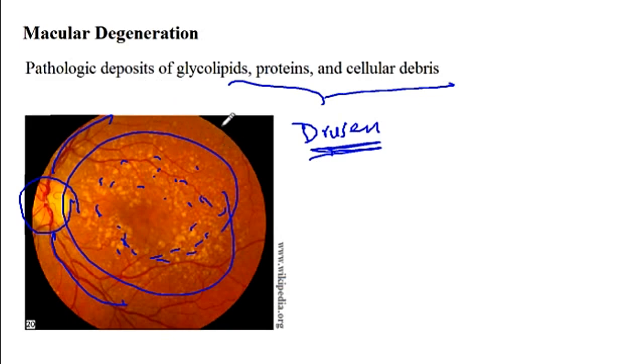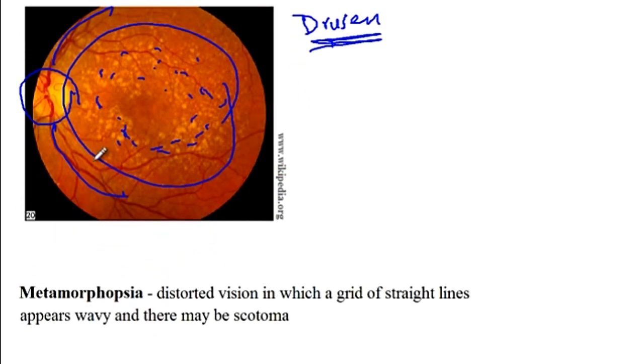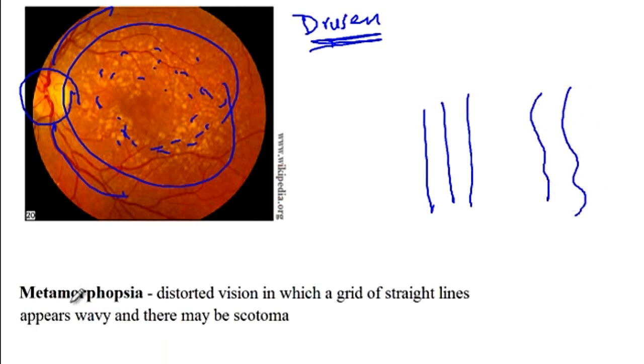For your Step 1 exam, an important finding about macular degeneration that you will have to know is a phenomenon called metamorphopsia. So patients with macular degeneration won't see straight lines straight anymore. They see them kind of like wavy. And this condition is referred to as metamorphopsia, where there is a distorted vision in which a grid of straight lines appear wavy. And then there could also be a scotoma. So from macular degeneration, the patient can have a huge blind spot at the center of their vision.